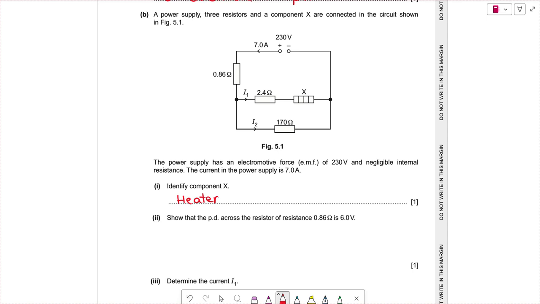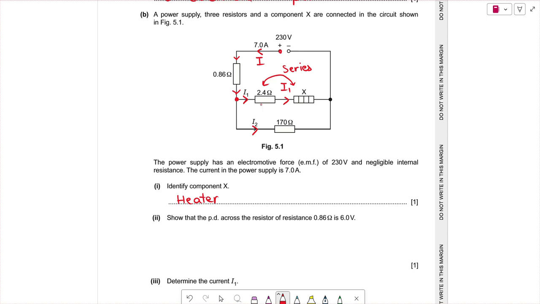So before we do the calculations, let's see which resistors are in series and which are in parallel to each other. This is the positive end of the battery. The current starts traveling from this end and follows this path. On this node, it has two paths for the current. This is I1 and this is I2. This is the total current which is divided into I1 and I2. I1 will pass through both the 2.4 ohm resistor and X because these two are in series with each other. However, their series combination is in parallel with the 170 ohm resistor, and their combined resistance is in series with 0.86 ohm.